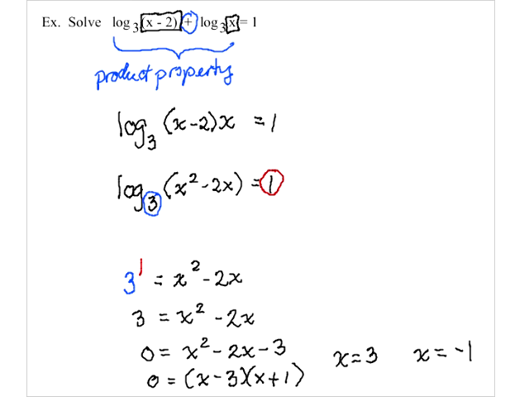But I'm going to show this to you. If you were to take the 3 and check it in our logs, 3 minus 2 makes a positive, so that's okay, and 3 is positive here, so that's okay. But if I check negative 1, negative 1 minus 2 is a negative. You cannot take the log of a negative number, so we have to rule that one out as our solution. So the only solution is x equals 3.